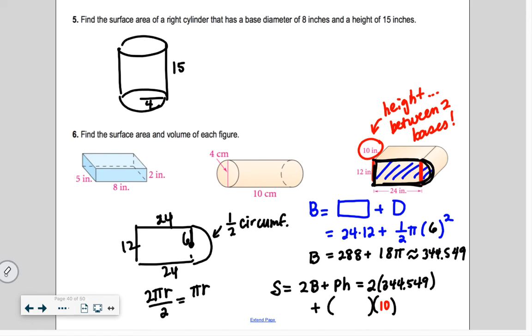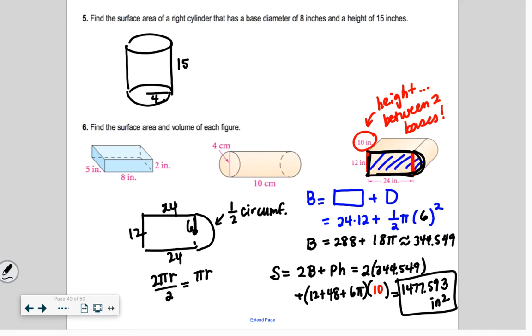Ooh, this is tricky. Are we ready for it? So what did we have? We had 12 plus 24 plus 24, so I'm going to write 48 plus pi times r, so 6 pi. Woo-wee, that's a lot. All right, so I'm going to multiply by 2, and then I'm going to add 12 plus 48 plus 6 pi multiplied by 10. Why is it multiplied by 10? Oh, the height. Yep, the height. So I got 1477.593 square inches.